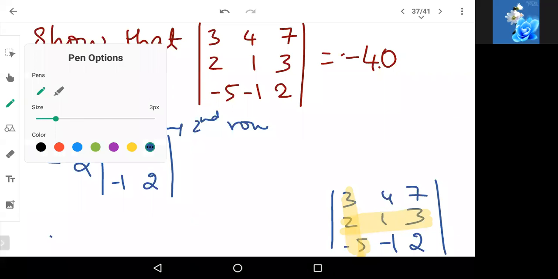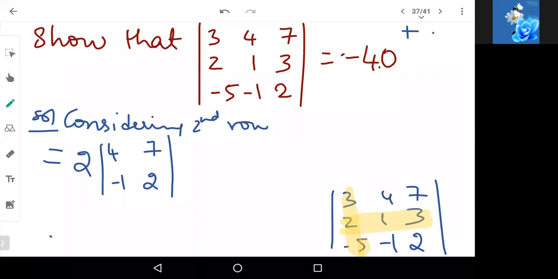Sign position of the second row. See, first row will be plus, minus, plus. Second row will be minus, plus, minus. Right? So, this is going to be minus 2. This is going to be minus 2. Now, next, it's going to be plus. So, plus, what is the second element here? The second element is 1.